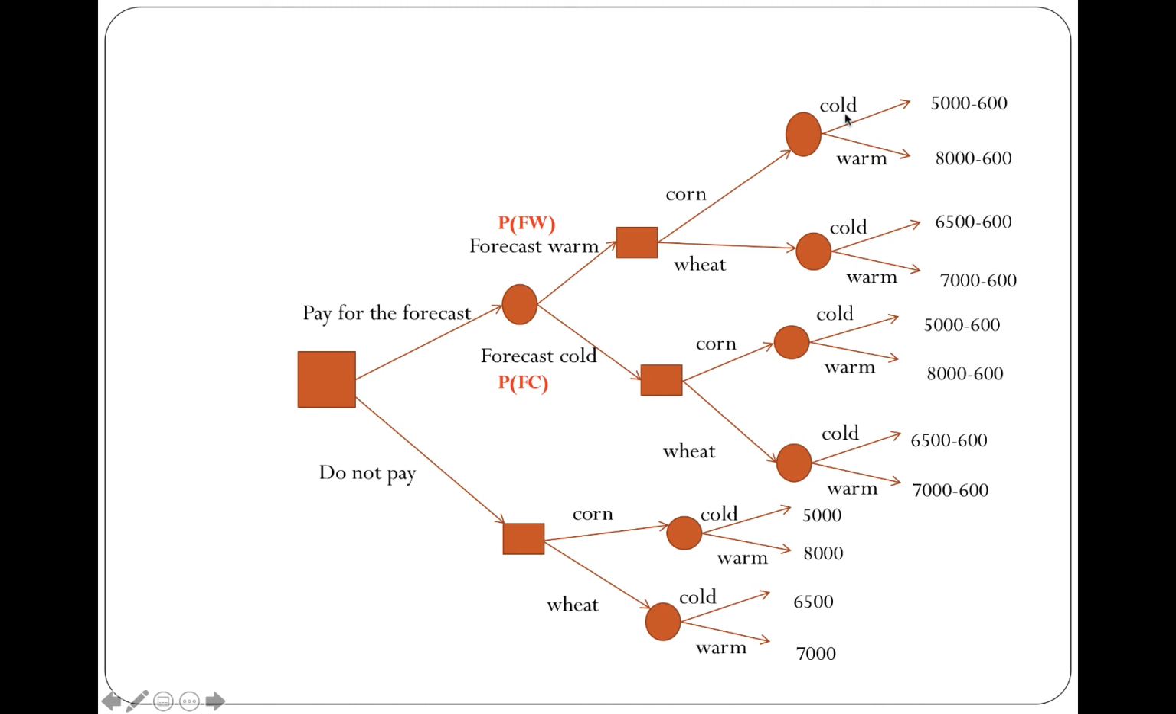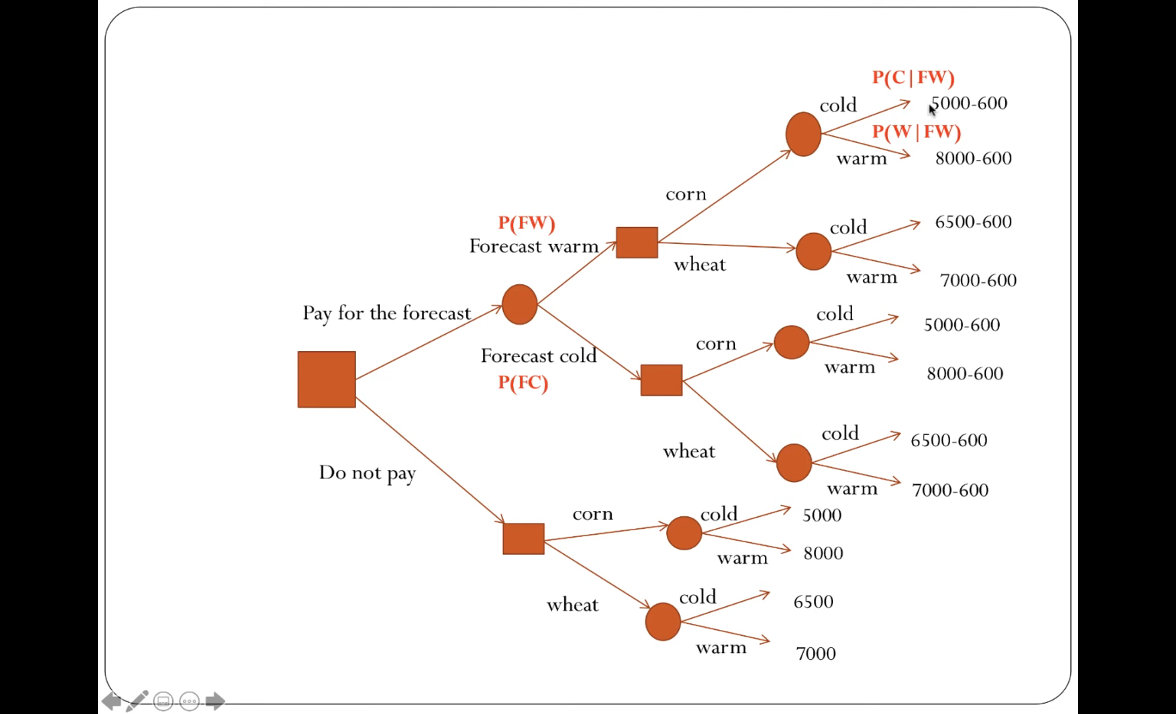The probability that the weather is actually going to be cold if the forecast has said it's going to be warm is the probability of C, conditioned on forecast warm. This means the probability that the weather is actually going to be cold, given that the forecast has said it's going to be warm. The next one is the probability that the weather is actually going to be warm, given that the forecast has said it's going to be warm, right? The reason that we condition on the forecast is that we already have done the forecast. We know the results of the forecast. So this part has happened.